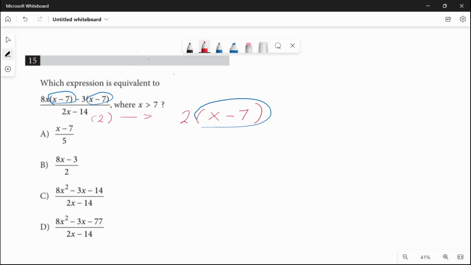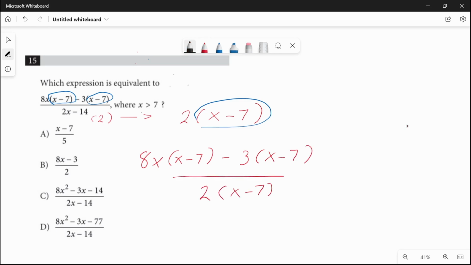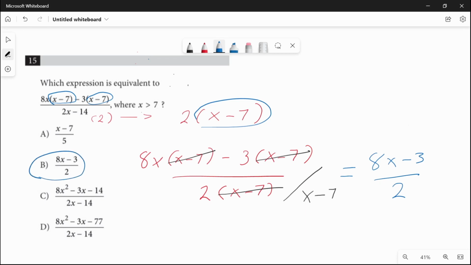So let's rewrite this function again. So now we have 8x multiply x minus 7 minus 3 multiply x minus 7 over 2 multiply x minus 7. As I said, this function could be divided by x minus 7. And by doing that, we'll cancel out all the expressions of x minus 7 in this function. So we will be left with 8x minus 3 over 2. So the answer is choice B.